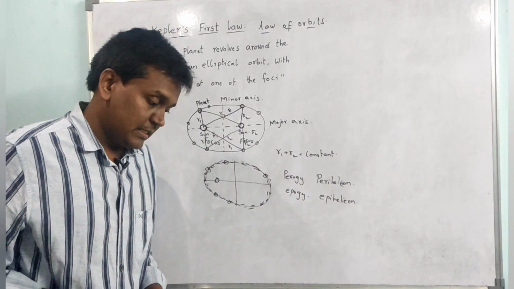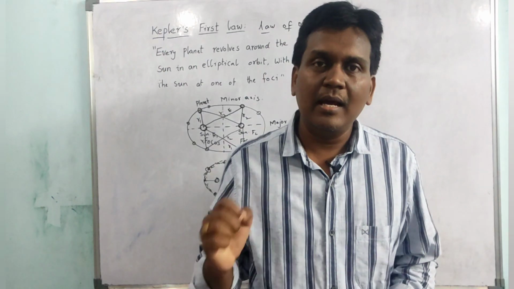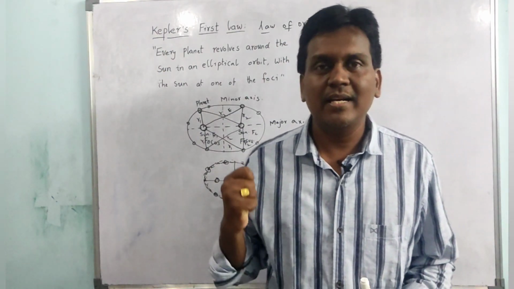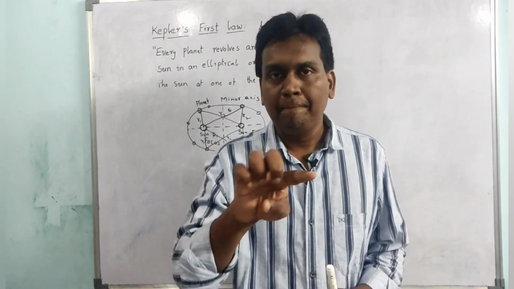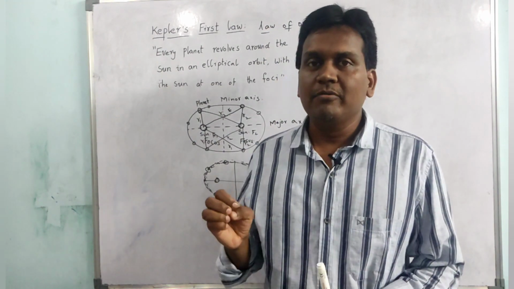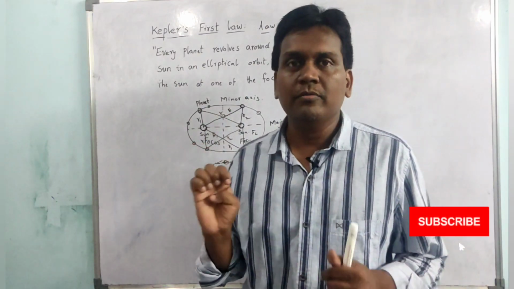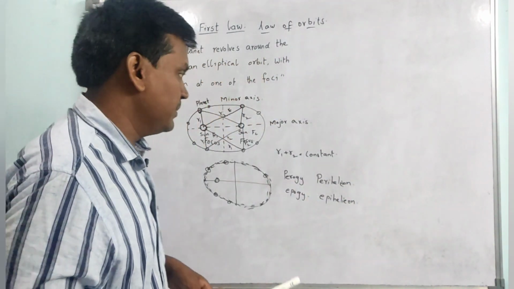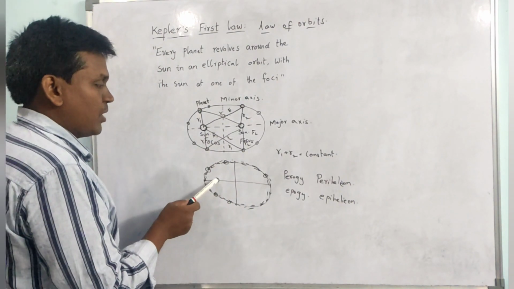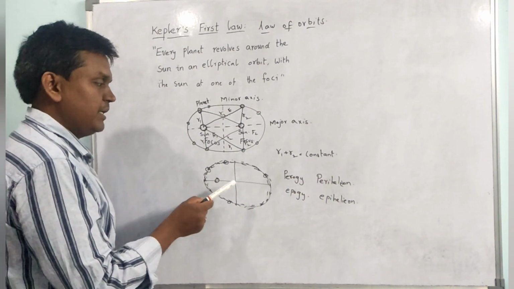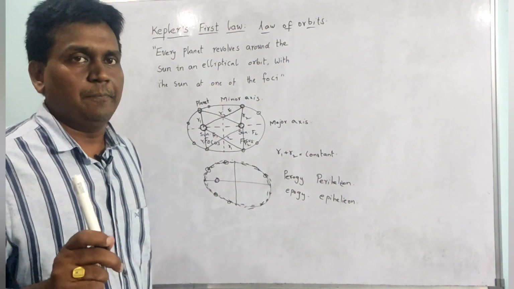So this is Kepler's first law of motion, which is called the law of orbits. In his law, he stated that every planet revolves around the sun in an elliptical orbit, not round or circular. And here the sun may be at one of the foci. We may consider that it will be exactly at the middle, but not like that. It will be at one of the foci. It may be at the first focus here, or at the second focus here.